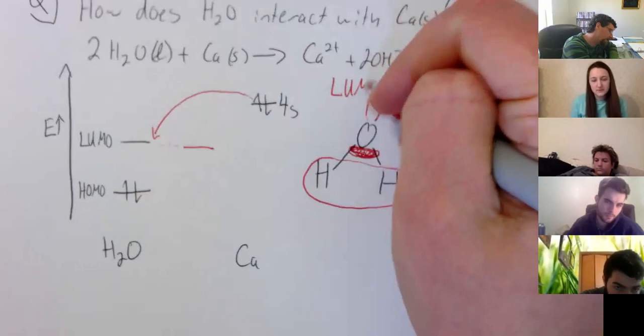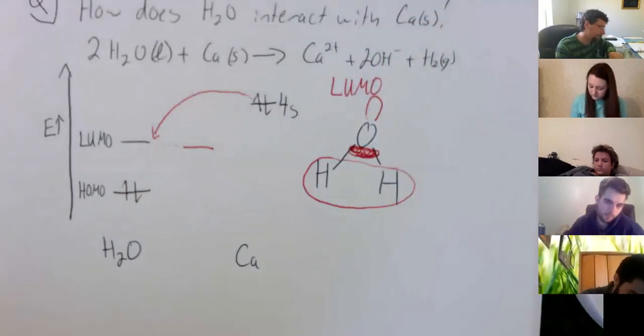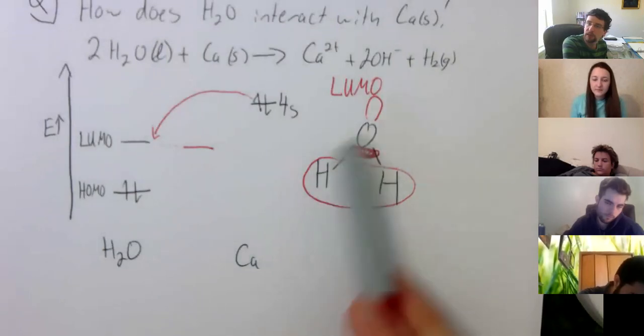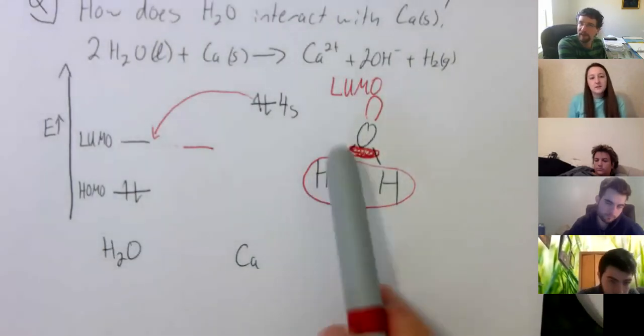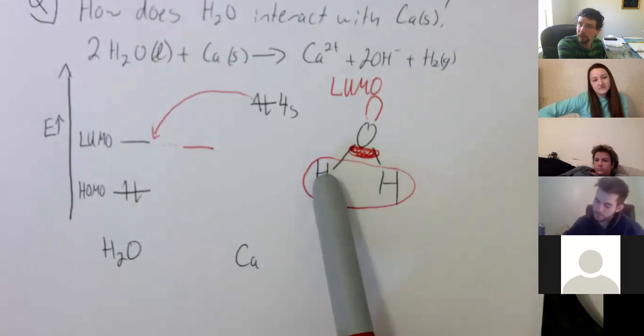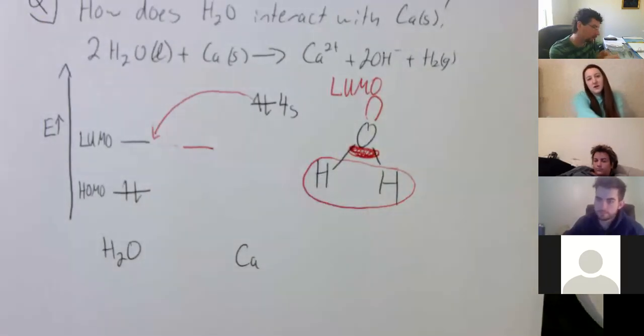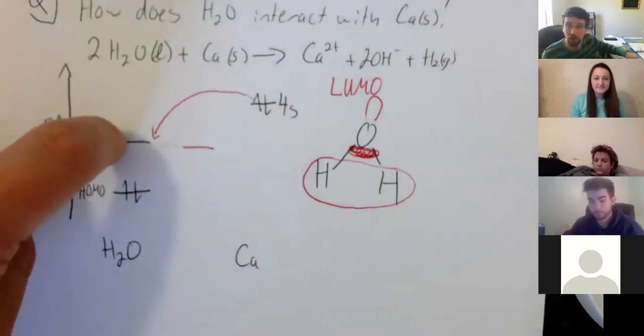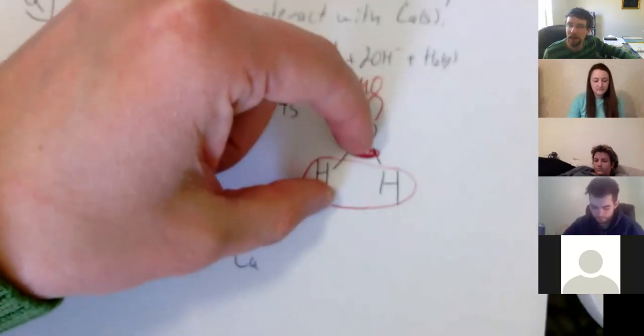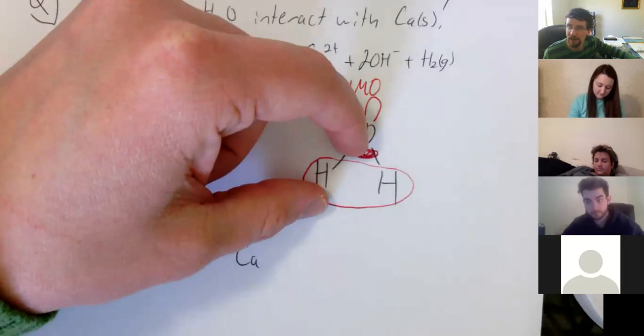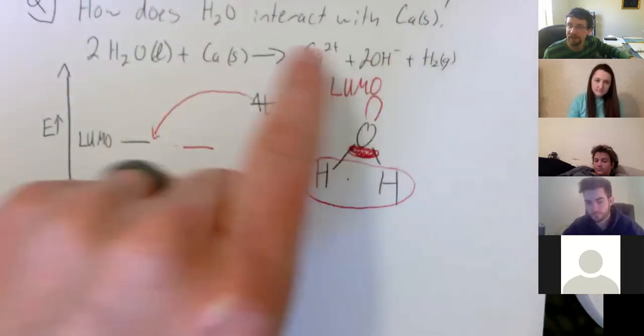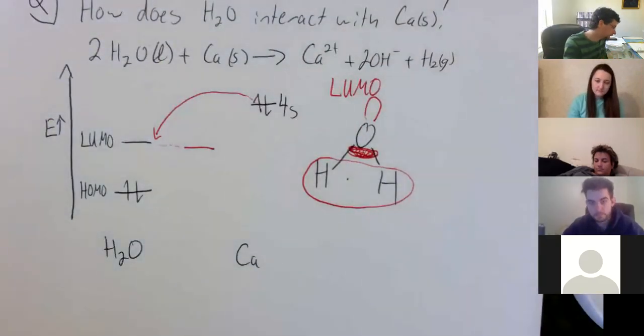That's the way the LUMO looks. So what happens to the OH bond length as we start populating this LUMO? Increases. Yeah, it's going to increase. So electrons are transferred to this LUMO, it increases the bond length, and it actually ruptures that bond, and you get this interaction that occurs.